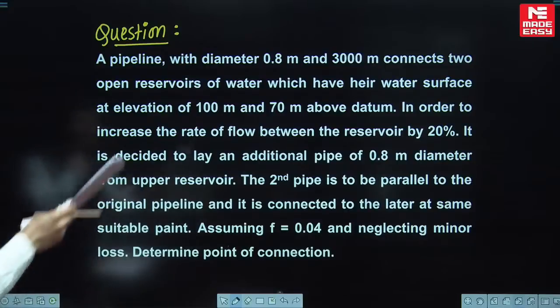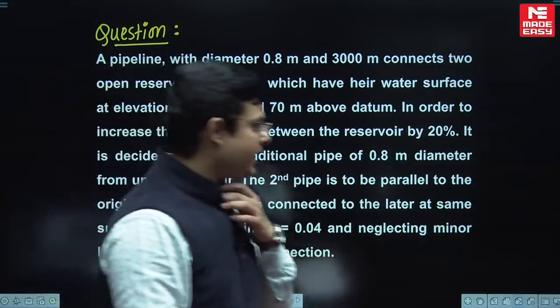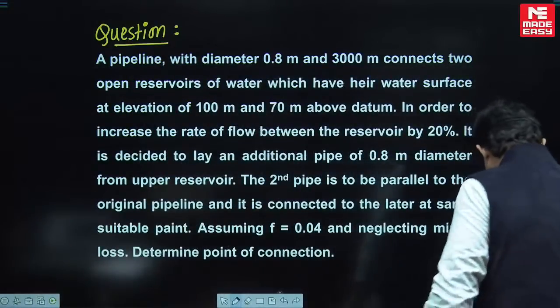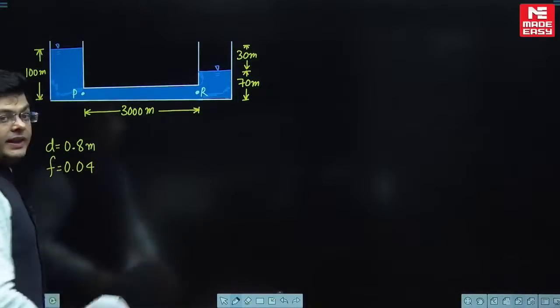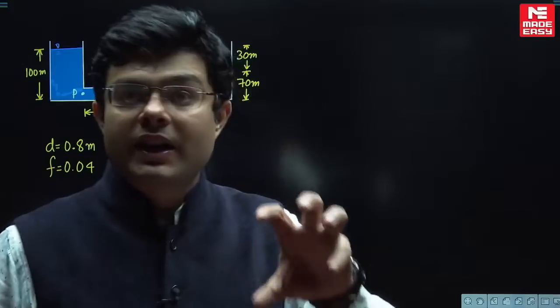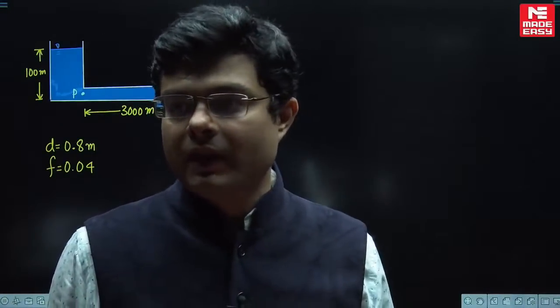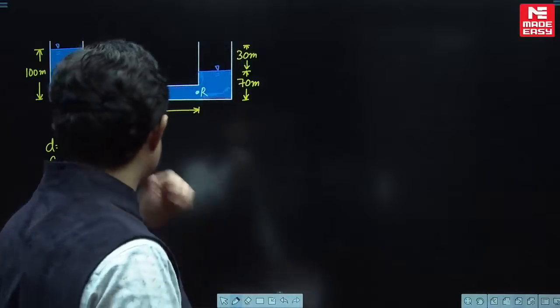This is one of the most interesting problems. Look here on the board. Let me explain to you what the question is. In the diagram I will explain. See, these are reservoirs with flow. Why am I focusing more on flow through pipes? Because these flow through pipe questions are very important for any examination, be it GATE or your engineering services examination.